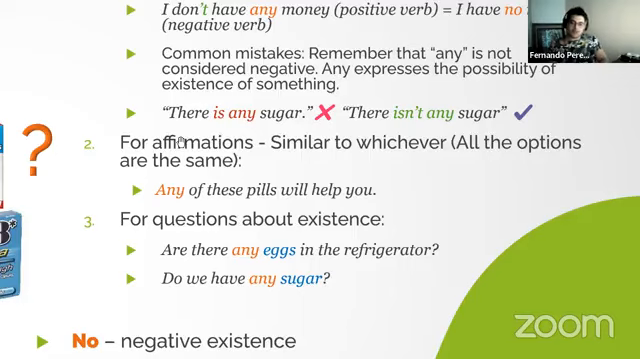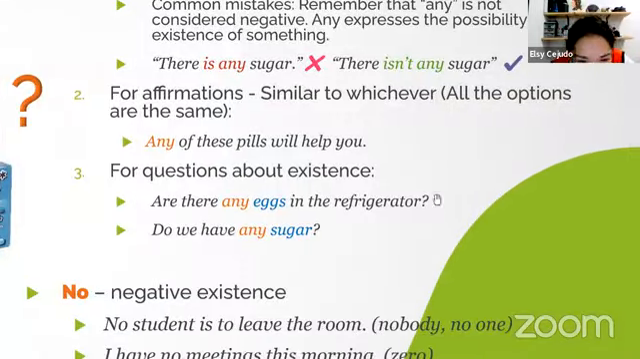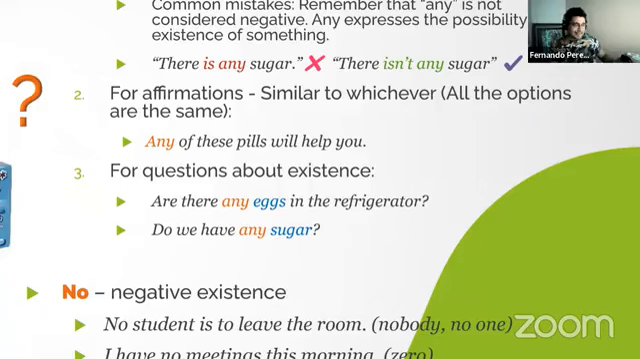Help me, Elsie, with number 2. For affirmations, similar to whichever, all the options are the same. Any of these fields will help you. Pronunciation. What is the pronunciation? This is singular. Plural. This, These, exactly. One more time. Any of these fields will help you. Whichever. All the options are the same.